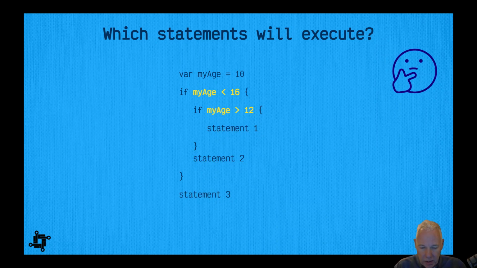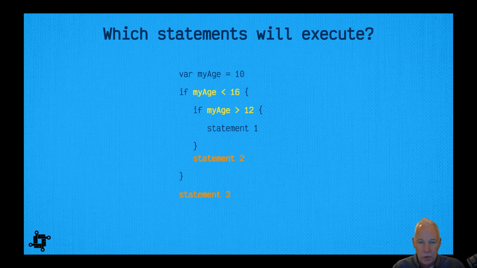And then here's another case. Now here we have my age set to 10. So what do we think the statements will be that are executed in this scenario? And hopefully they'll say, well, okay, my age is definitely less than 16. So I'm in this bracket here, but is my age greater than 12? Well, it's not, so therefore I'm not going to do statement 1. But, of course, the end of the if is right here, so we are inside the if, so we are going to do statement 2, and we are going to do statement 3. So the right answers for that are statement 2 and statement 3.